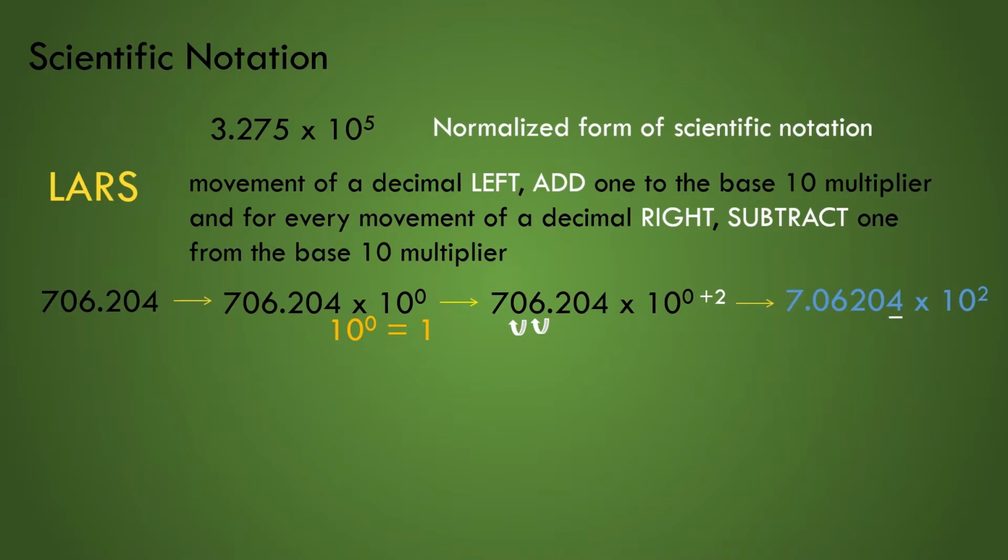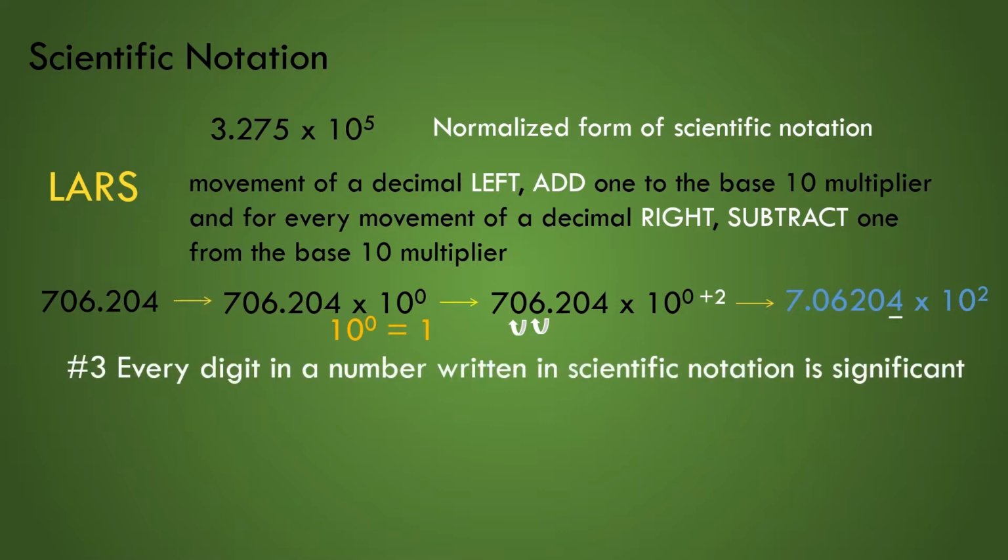Now let's get back to why we wanted to write our numbers this way. Amounts written in normalized scientific notation make it easy to count the number of sig figs. Every digit in a scientific notation value is significant. So the total number of sig figs in our example is 6, and the number at the end, the number 4 in this case, is assumed to be the approximated value.